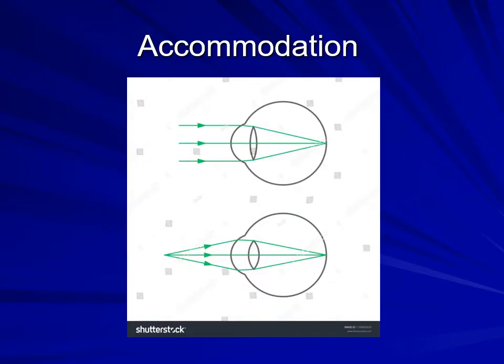The target of accommodation is to keep focus on the retina. In the upper part of the picture, we see the eye is focused for a far object, indicated by the parallel rays. In the lower part of the picture, the rays become divergent because the object gets closer. Here the power of the lens is increased according to the distance to keep focusing on the retina.